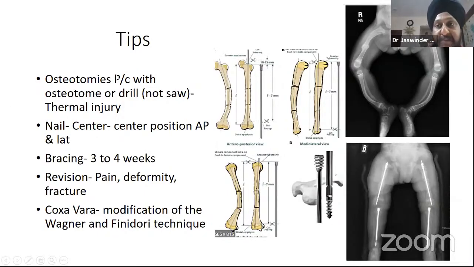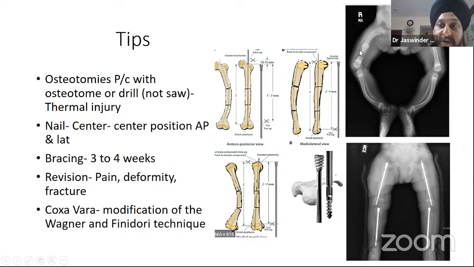A few tips. Some points I'll rush through because maybe this is not very important at the postgraduate level. Whenever fixation is being done with a rod, it is always better to center the nail. In the AP and in the lateral view, when putting in an intramedullary rod, it is very important that the rod is in the center. Otherwise, there is a very high chance of cut through of these rods.